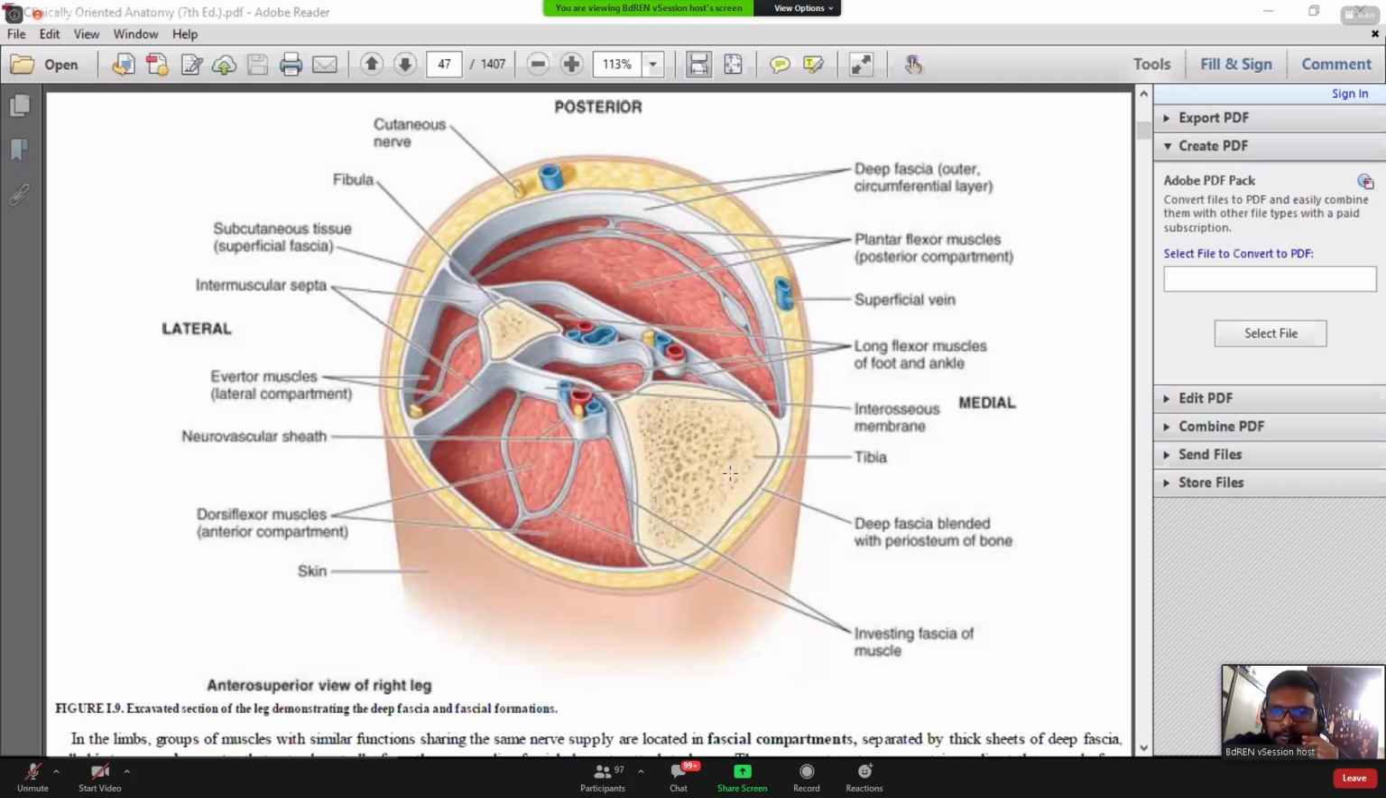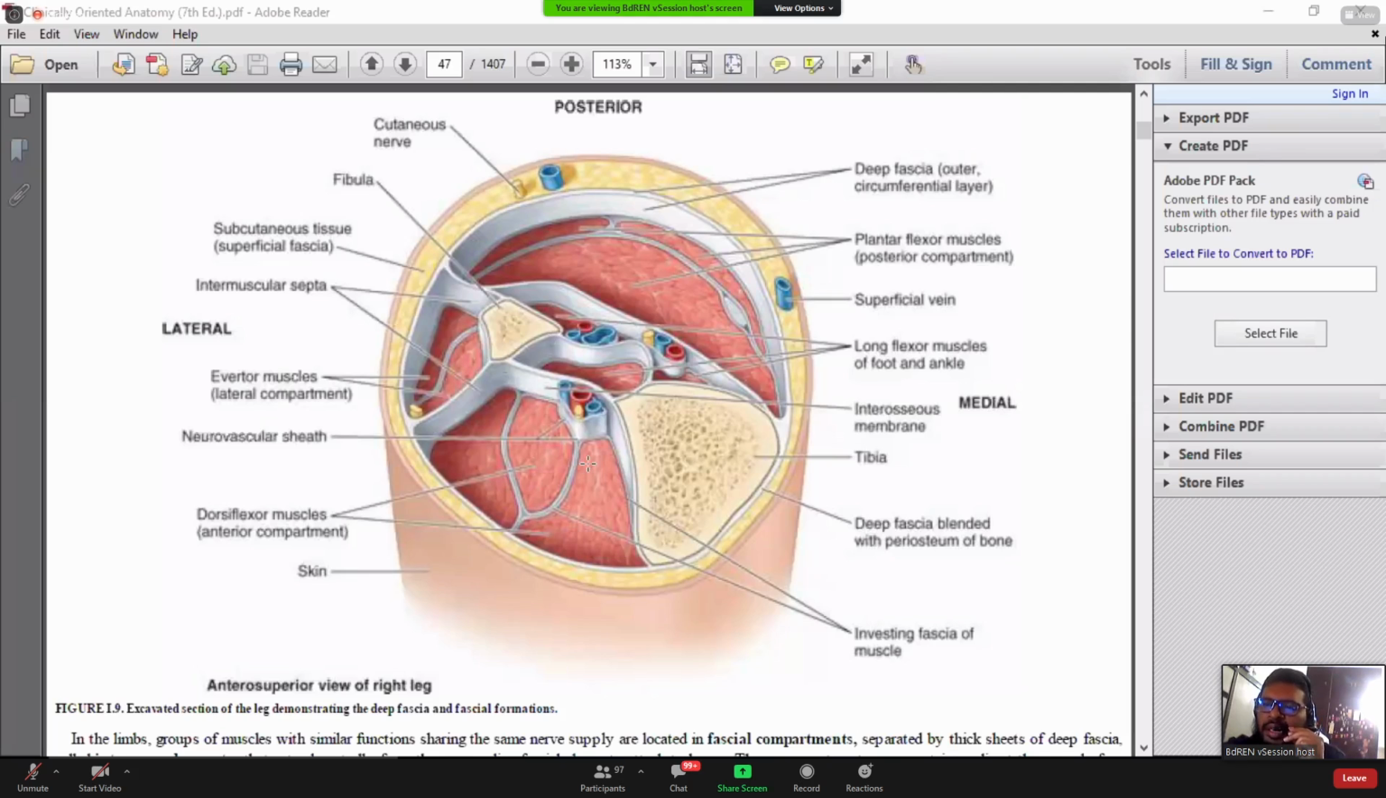Then the intermuscular septa are these ones, and this is the location of the blood vessels, and these are, sorry, this is not the thigh region, it's the tibia and fibula, so it's the leg region. Extremely sorry. So this is the tibia, and this is the lateral fibula, and these are the compartments: the anterior compartment, lateral compartment, and posterior compartment.